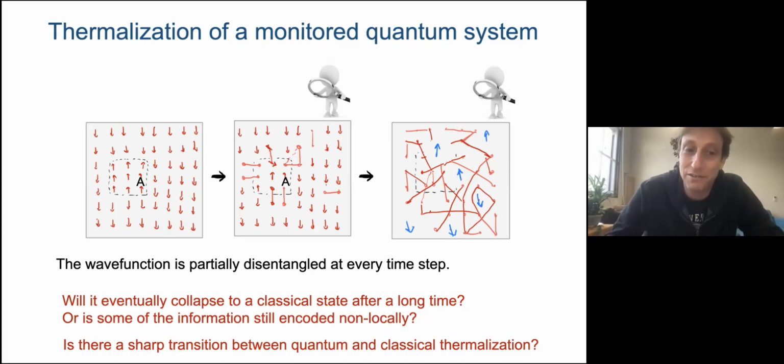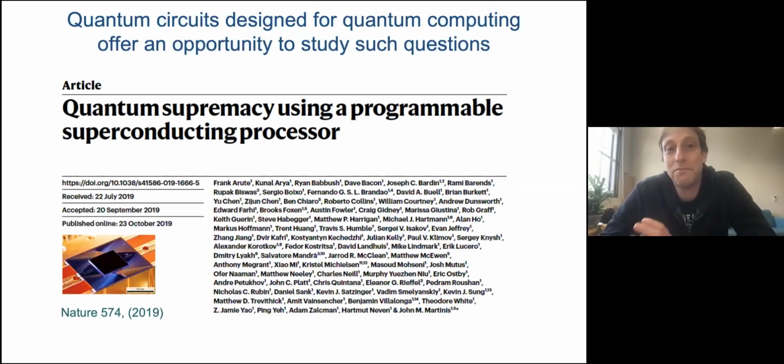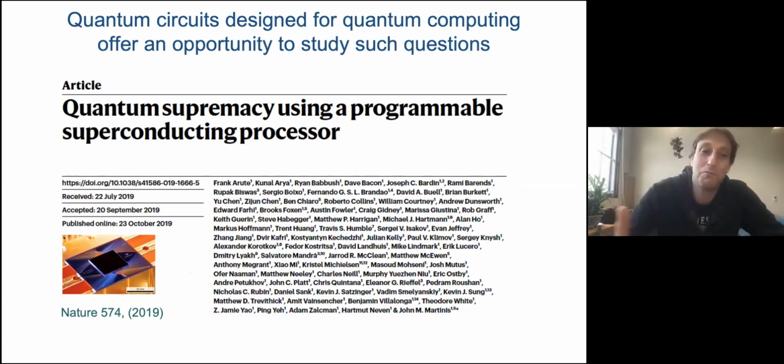So that's mainly the question I want to ask, whether there is some sharp transition between classical and quantum thermalization in this system. So that's one way to phrase the question. It might sound like an esoteric question, but as I said, recently it became at least tentatively realistic to start asking such questions and testing them experimentally.